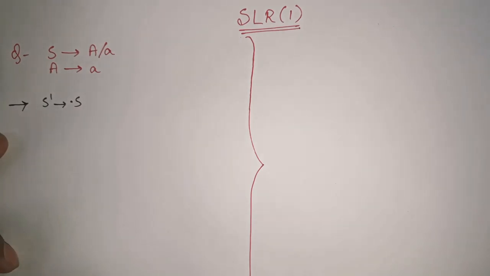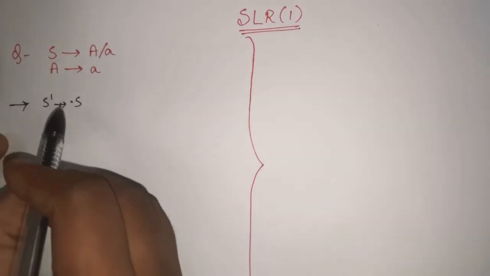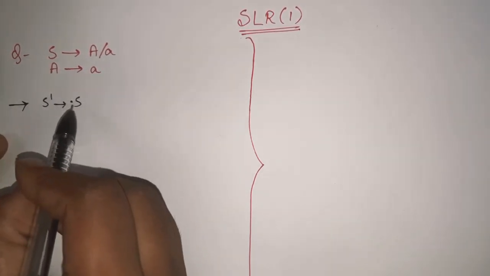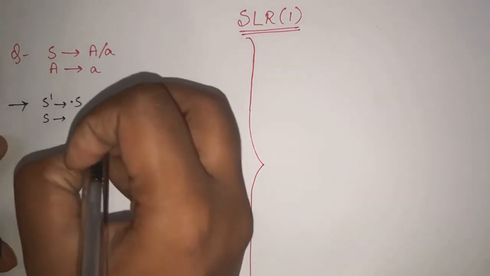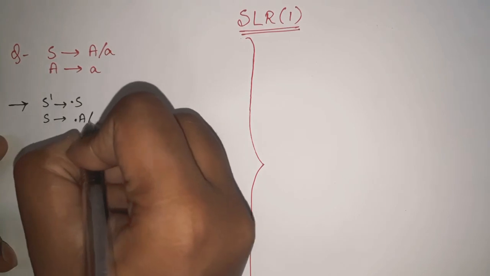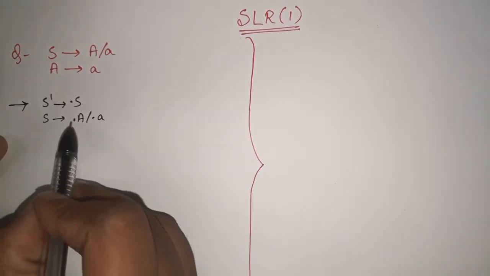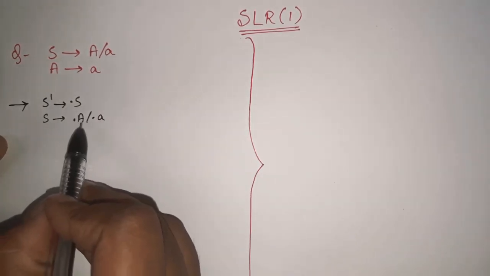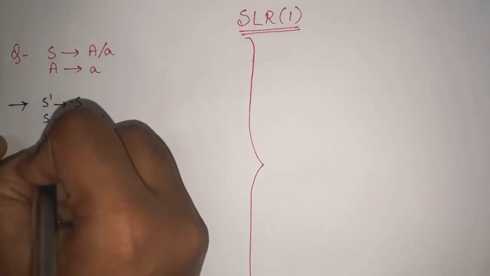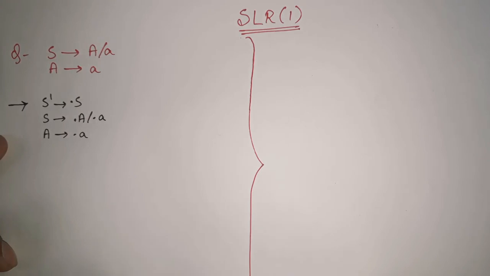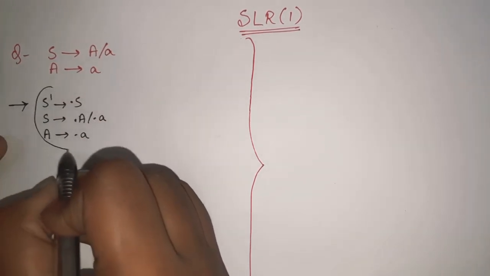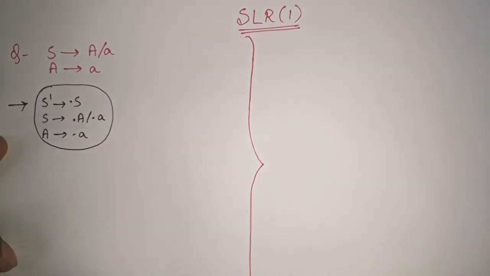S' gives dot S. Then after dot we are having one variable, so I have to write the productions of this variable. So S gives dot A or dot small a. Now after dot one variable capital A is there, so I have to add the production of capital A also. Capital A gives dot small a. Fine. So this will be my first state of this canonical collection.